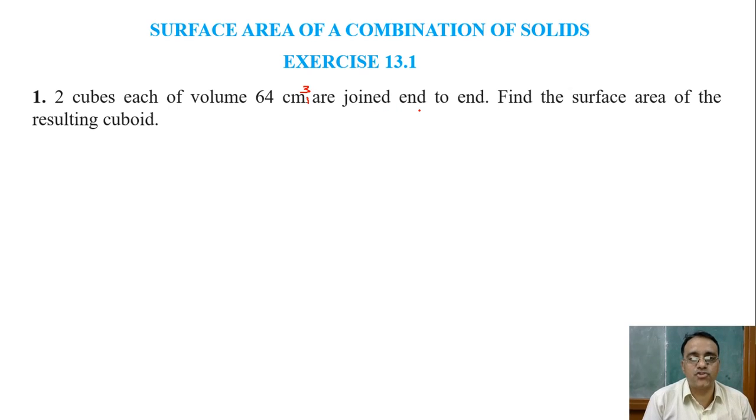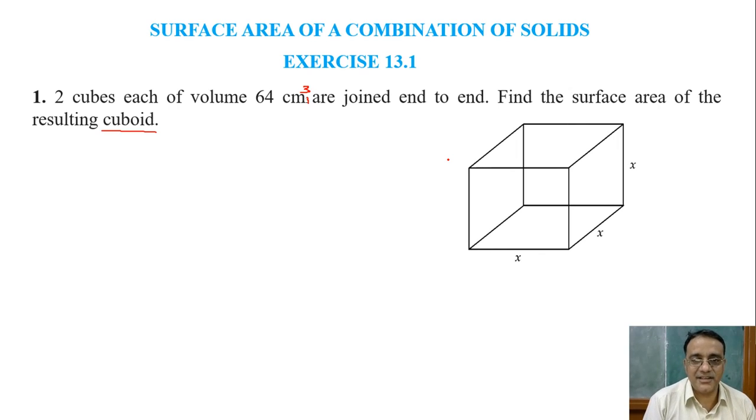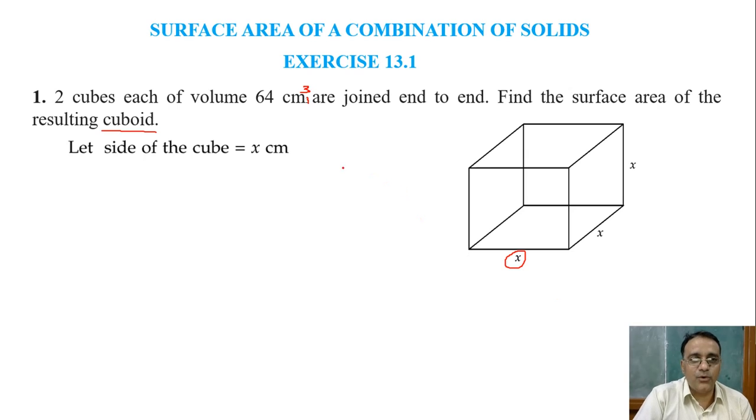अगर 2 क्यूब को जॉइंट करेंगे हम लोग, सो रिजल्टेंट सॉलिड क्या होगा? Cuboid. ऑलरेडी क्वेश्चन में दिया हुआ है. So find the surface area of resulting cuboid. So this is the cube. Let the side of the cube be x centimeter. Now what is the volume given? क्यूब का वॉल्यूम कितना दिया हुआ है? 64 right, 64 centimeter cube.